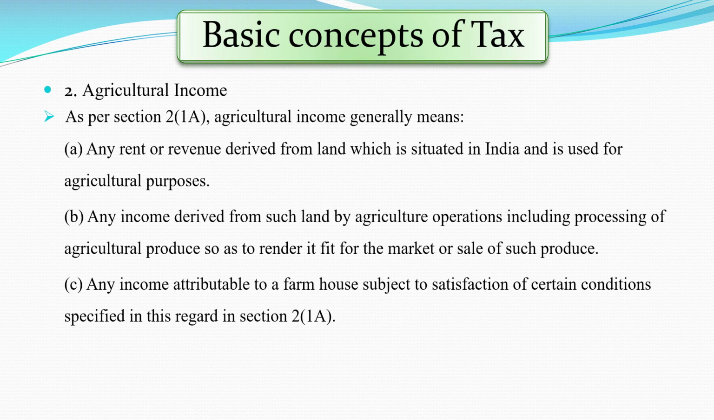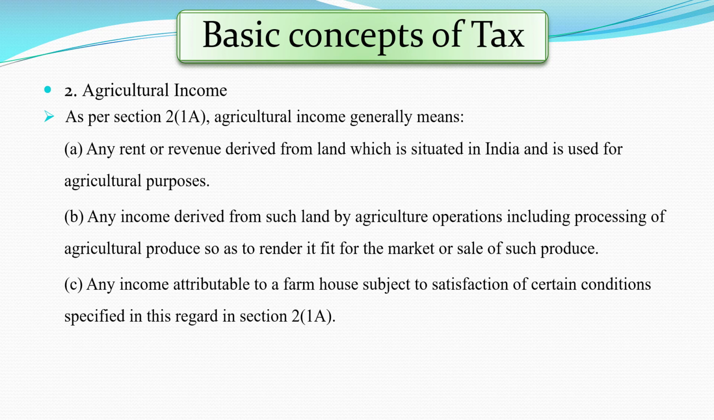Now, the second basic concept that comes to us is agriculture income. Agriculture income generally means any rent or any income derived from the land which is used for agriculture purposes, or any income derived from the land by agriculture operations such as the processing of the agriculture produce, and any income attributable to a farmhouse, subject to the satisfaction of certain conditions. Those are specified under Section 2 sub-section 1A.